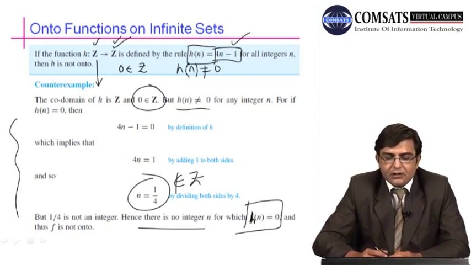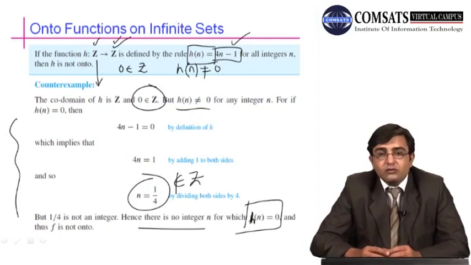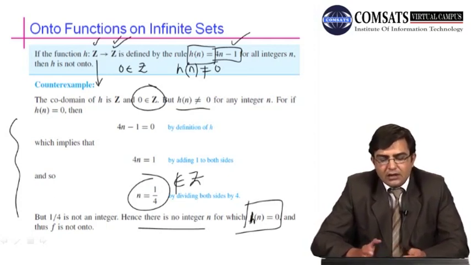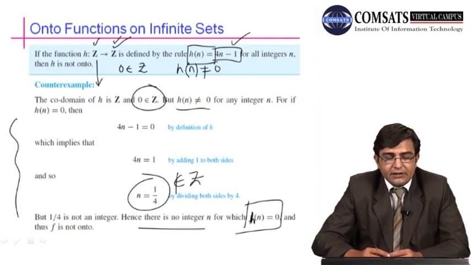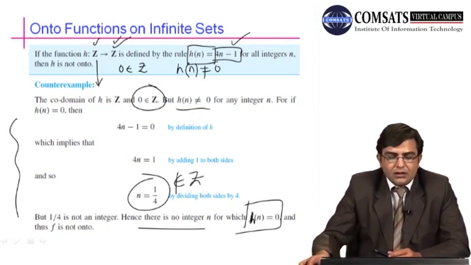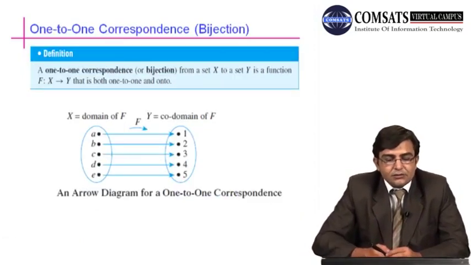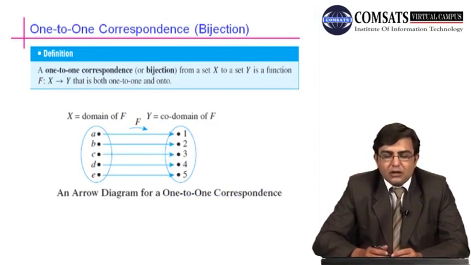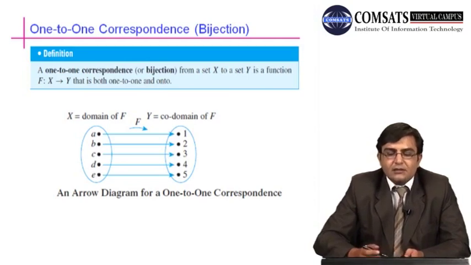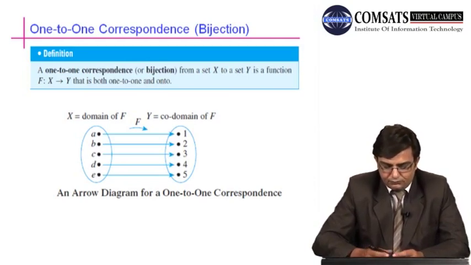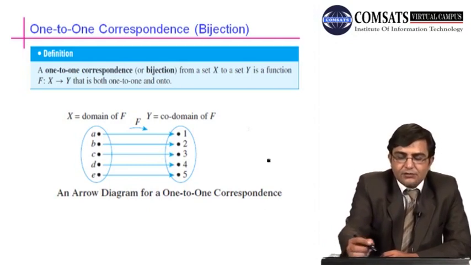So I hope you understand what one-to-one and onto functions are, and how we can prove whether any given function is a one-to-one function or an onto function. Now we are going to the next topic, which is one-to-one correspondence, or we say a bijection, or bijective function.